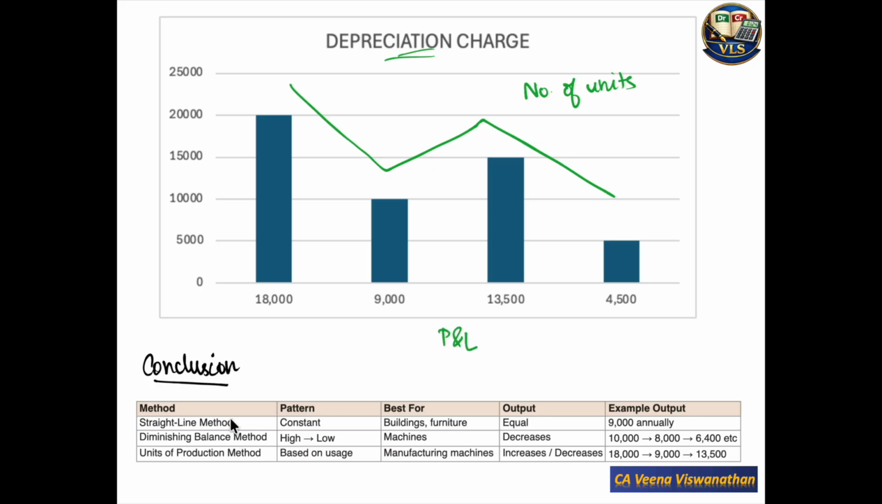To conclude this video, I would like to revise all three methods and the pattern where each method could be used. If it is the straight line method, the depreciation charge would remain constant and it is best suited for buildings, furniture, vehicles, etc. If you are using the diminishing balance method, the depreciation charge would reduce from highest in the first year to lowest in the last year. It is best for machines. And finally, the units of production method completely depends upon the usage. It can either increase or decrease depending on how many units are produced, and it is the best suitable model for manufacturing machines.